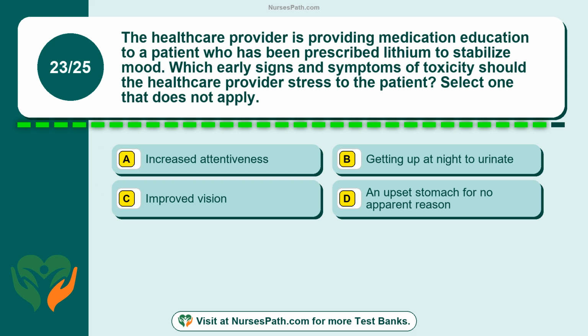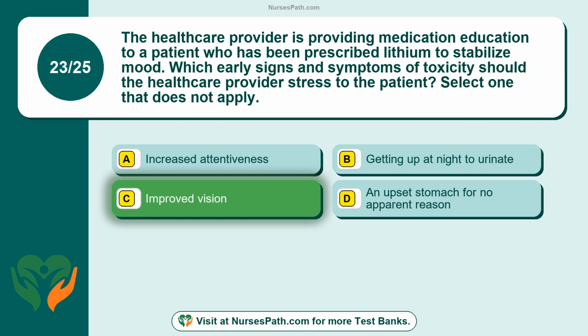Question 23. The healthcare provider is providing medication education to a patient who has been prescribed lithium to stabilize mood. Which early signs and symptoms of toxicity should the healthcare provider stress to the patient? Select one that does not apply. Option A, increased attentiveness. Option B, getting up at night to urinate. Option C, improved vision. Option D, an upset stomach for no apparent reason. The correct answer is option C, improved vision.